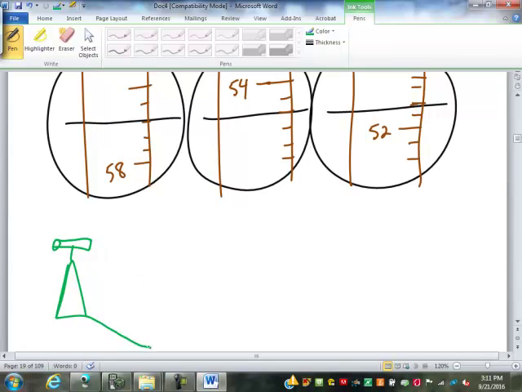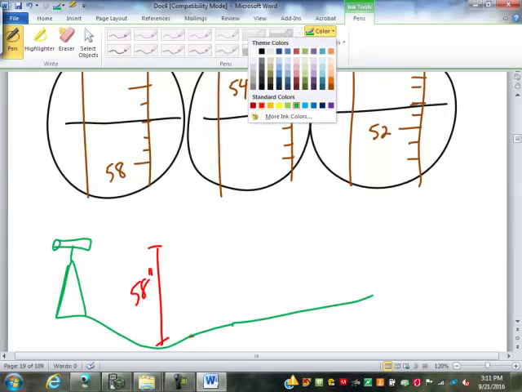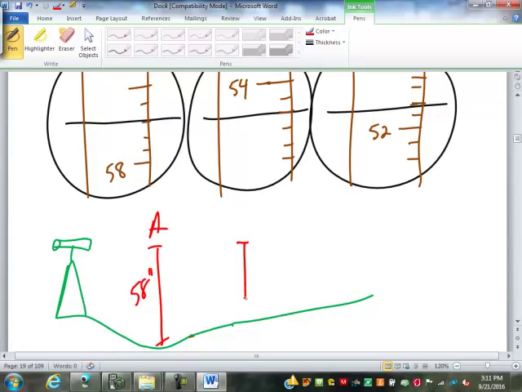Point A is 58 inches below. Point B is 54 inches below. That's A. That's B. Well, technically it's actually 58.3, this is 53.8, and this is 52.2 inches below. So it's less distance below, so it's the higher point.